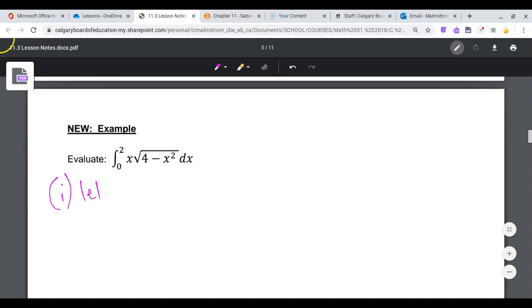Okay, so in this question, the first thing that I'm going to do is figure out who is u. So let u equal, I'm going to choose the stuff underneath the radical. So 4 minus x squared. So du/dx. So the derivative of 4 is 0.